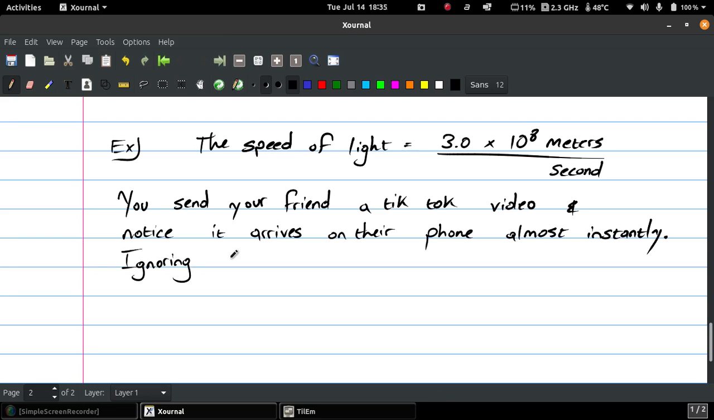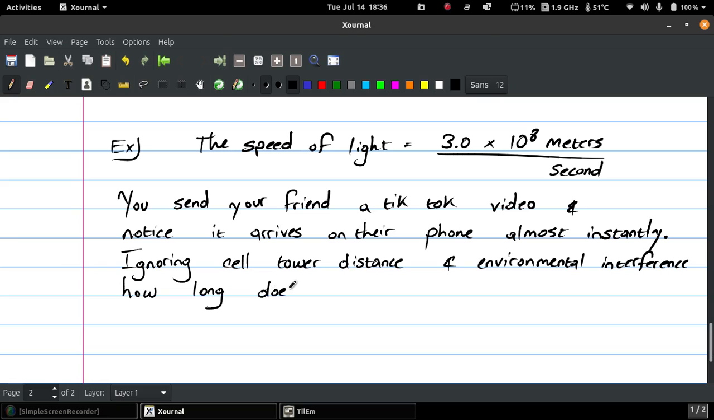Ignoring cell phone tower distance from you, cell tower distance and environmental interference, how long does it take your video to reach your friend's phone?